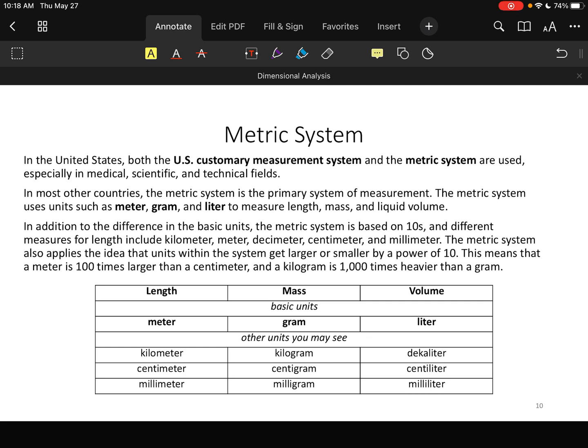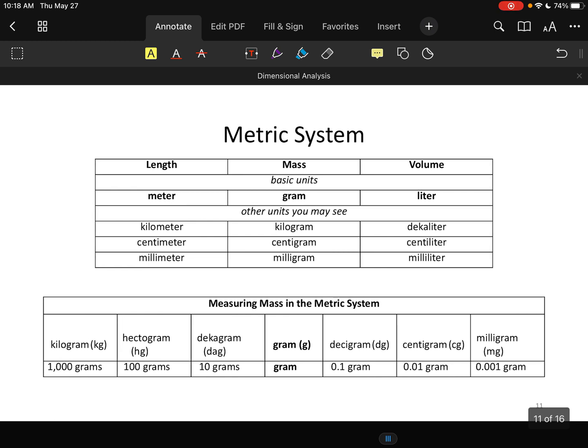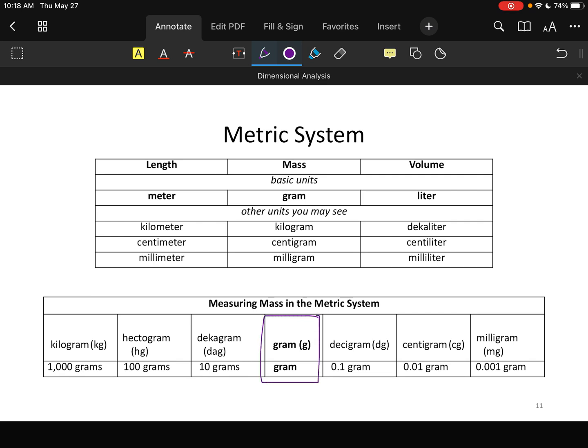All right, so I'm not going to read you all of that. Let me show you this next slide. In the metric system, it's based on powers of 10, or base 10. So down here, measuring grams, let's say that's your 1 unit. Then when you add decimals to the right, like decigram, which is a tenth of a gram, centigram, that's 1/100th of a gram, a milligram is 1,000th of a gram.